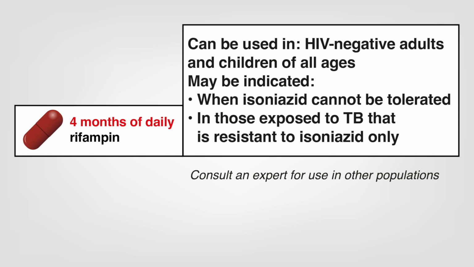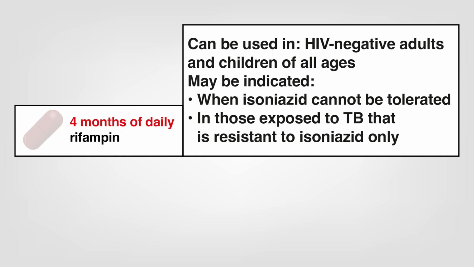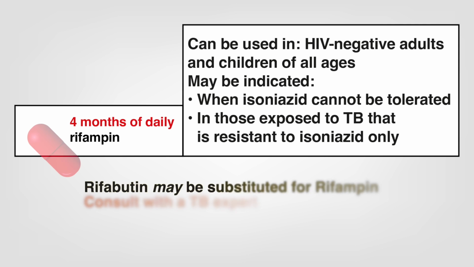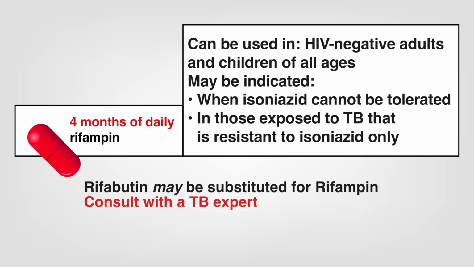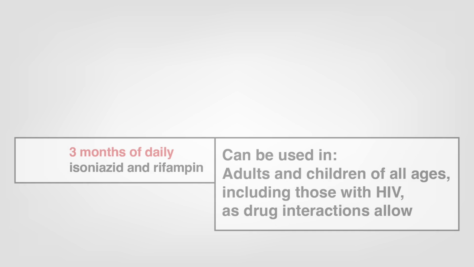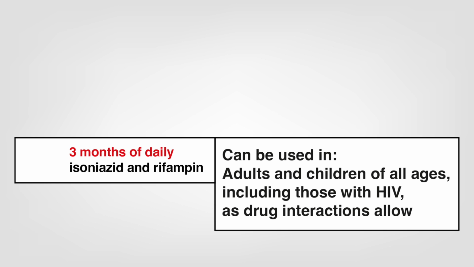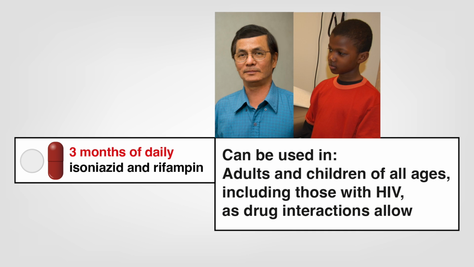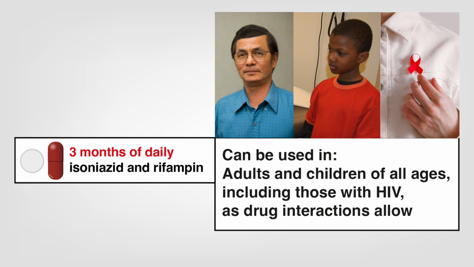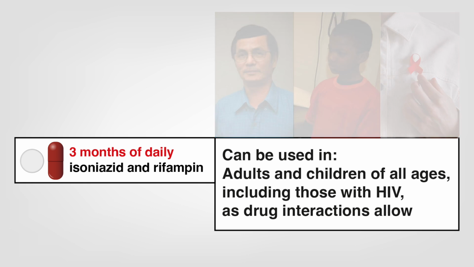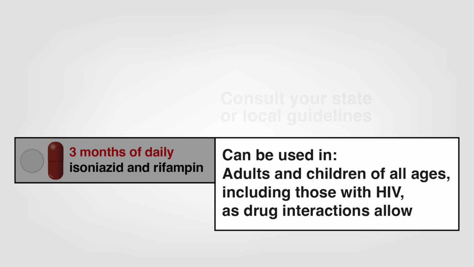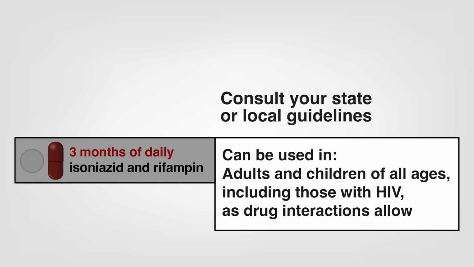It may be possible to use this regimen for other populations as well. Expert consultation is recommended. If rifampin cannot be used due to drug-drug interactions, in some cases, rifabutin, another rifamycin, may be substituted in consultation with a TB expert. The third preferred regimen identified by CDC is 3 months of daily isoniazid and rifampin. This regimen can be used for adults and children of all ages, including those with HIV, as drug interactions allow. However, this regimen is not as widely used by TB programs in the United States, so be sure to consult your state or local guidelines.